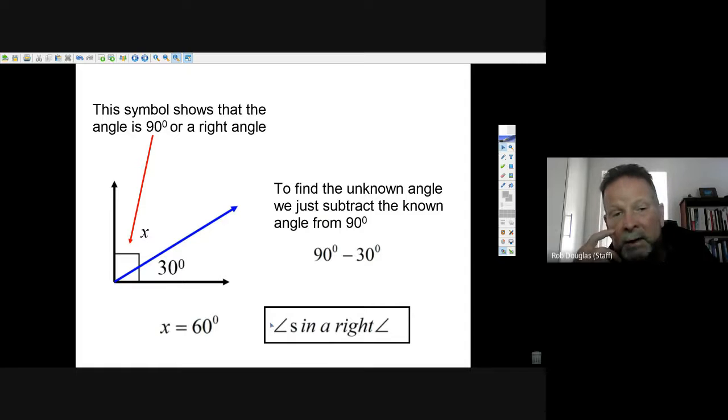But whenever you do something, it's good to give the reason. Not just sort of good, it's really good. And the reason here would be the angles in a right angle. We know they add to 90. So, the angles in a right angle.